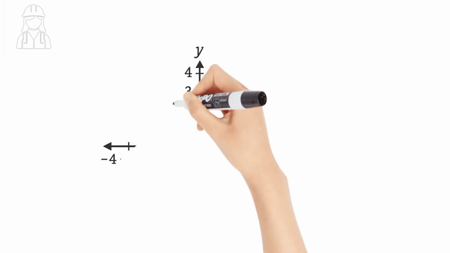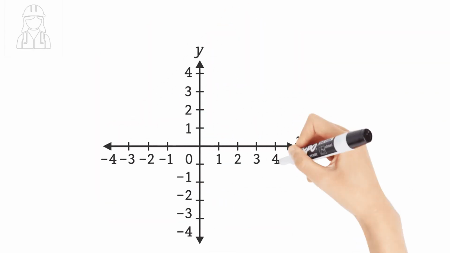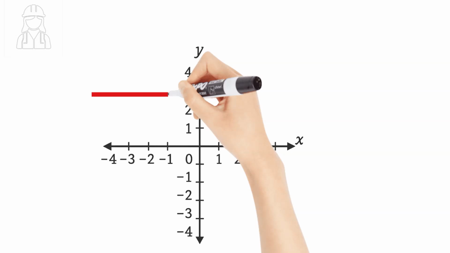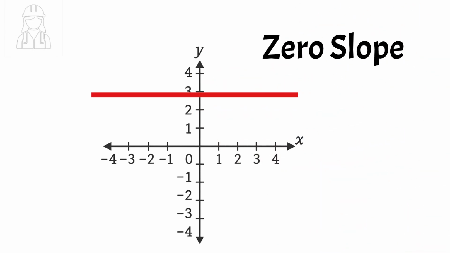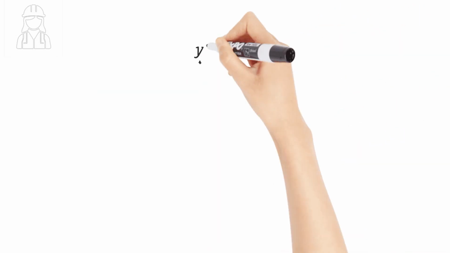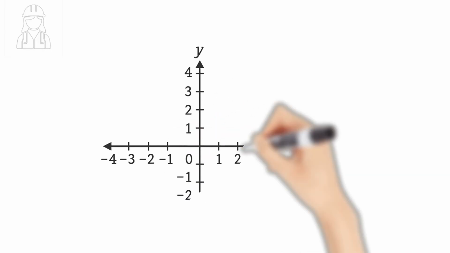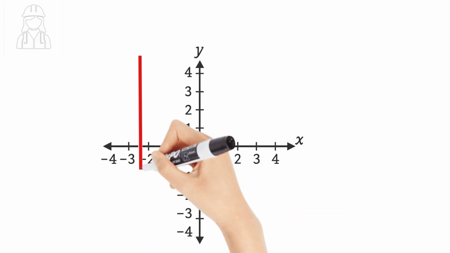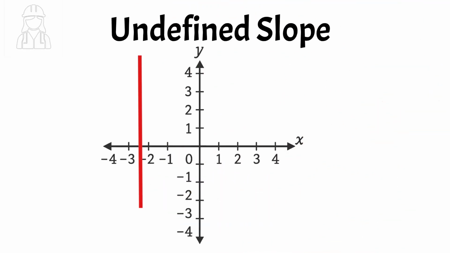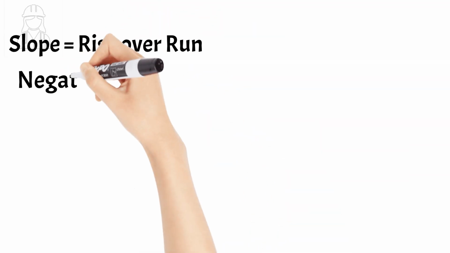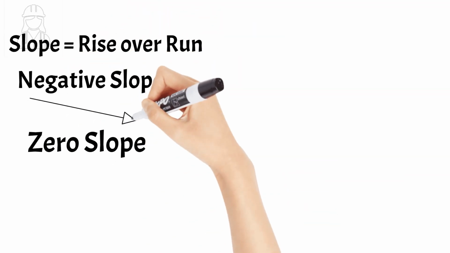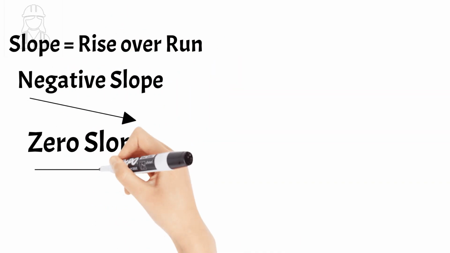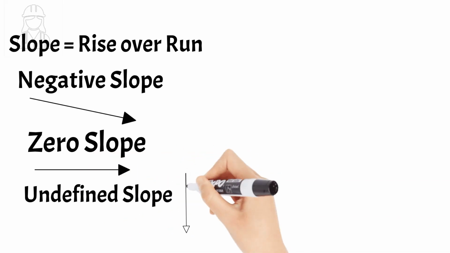If the line doesn't rise at all, just straight across, that slope is 0. And if the line is straight up and down, the slope is called undefined because you can't divide by 0. So remember, slope is rise over run, up or down, divided by left or right.